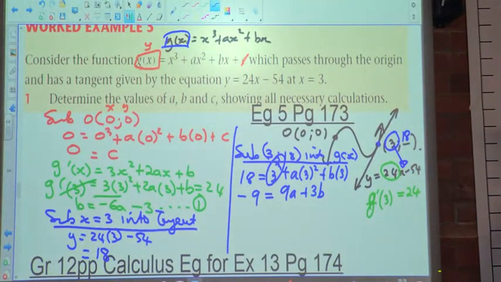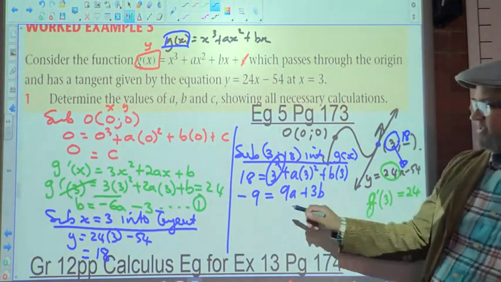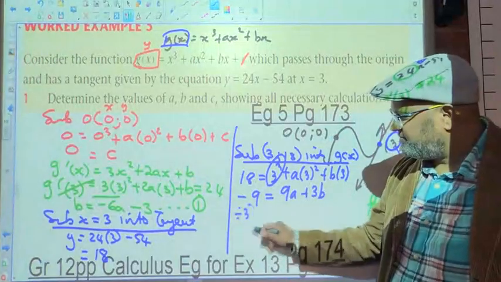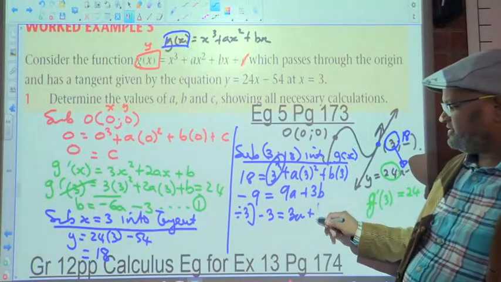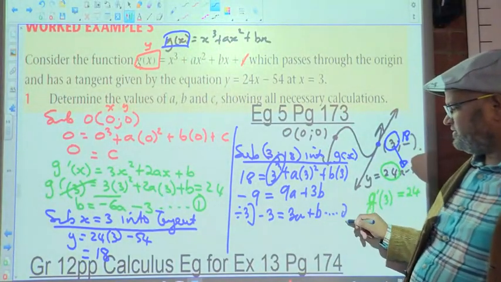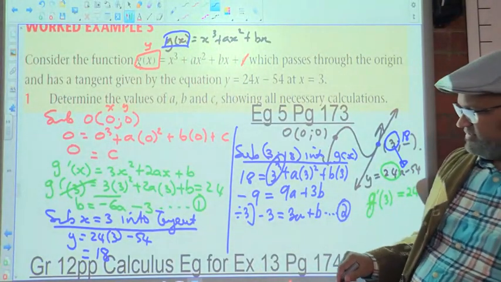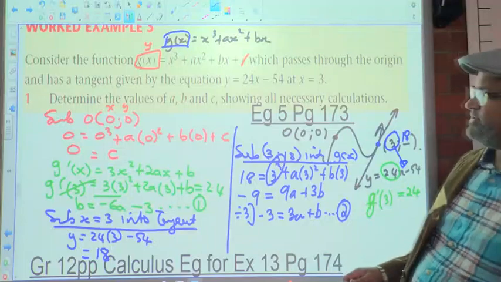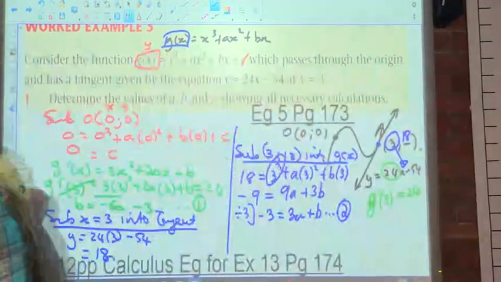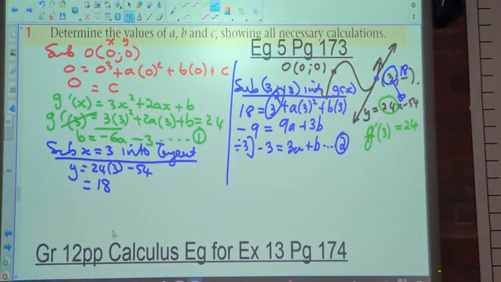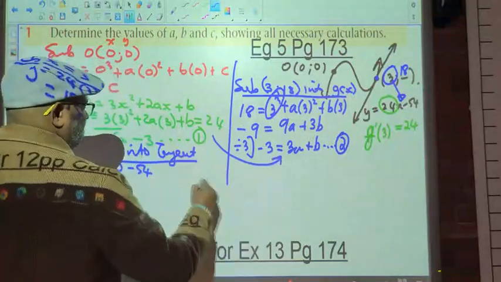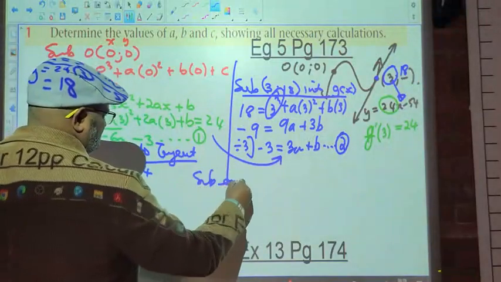Okay. So I'm going to divide by 3 just to simplify the sum. Negative 3 is equal to 3a plus b. And this is equation 2. So what do I do now? Well, I can do the simultaneous equations, not so? So you're going to substitute equation 1 into equation 2.